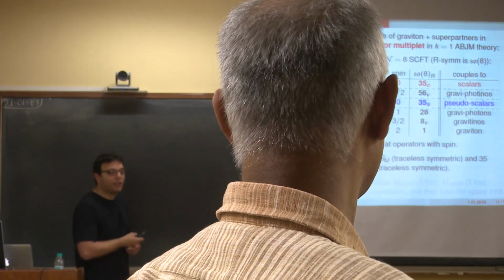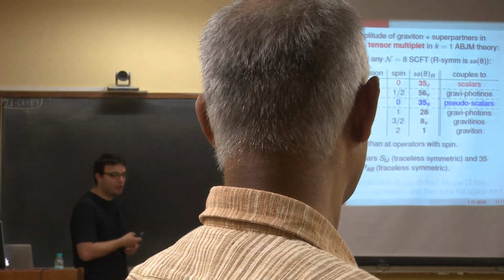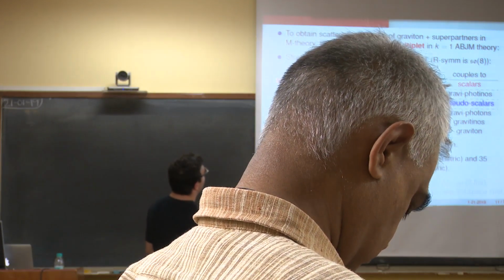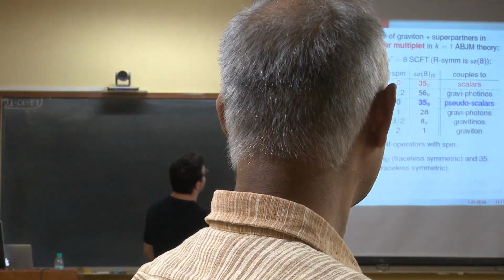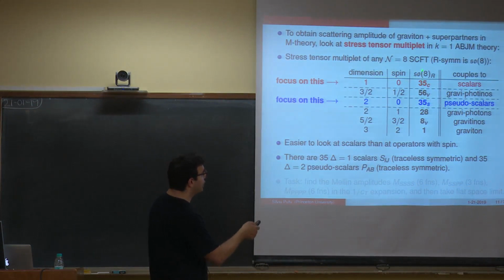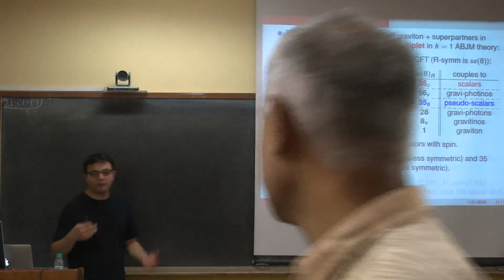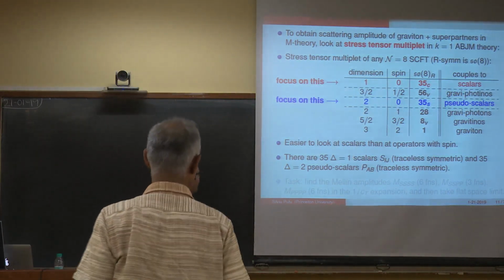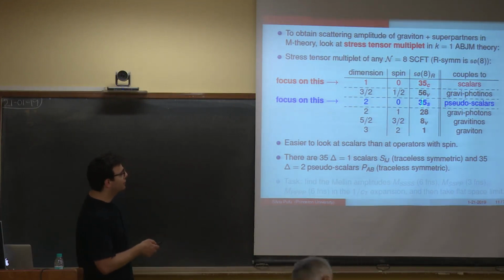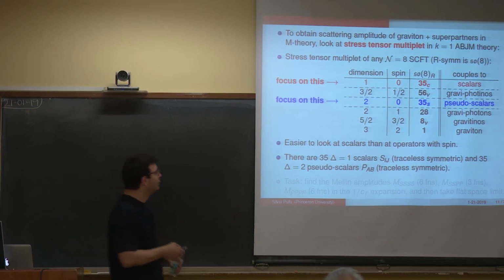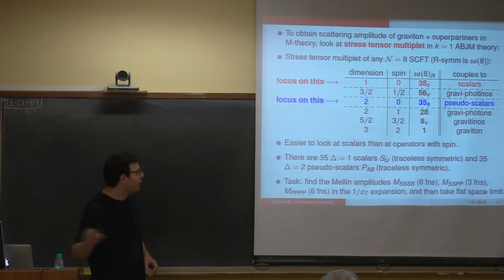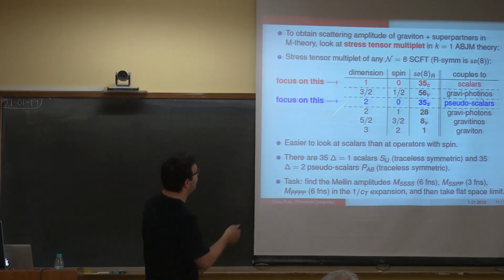Because it's easier to think about CFT 4-point functions of scalars than operators with spin, I'll just focus on the scalars. What kind of scalars are there? There are 35 scalars of dimension 1 and 35 scalars of dimension 2, pseudoscalars. They transform in 35-dimensional representations of SO(8), but they're different 35-dimensional representations. They're related by triality. And the task is then to find the Mellin amplitudes corresponding to the 4-point functions of these scalars.